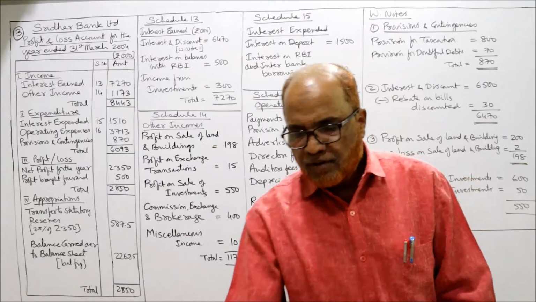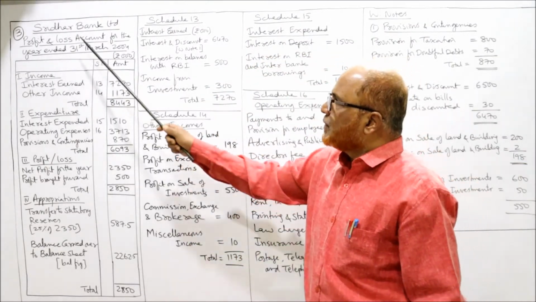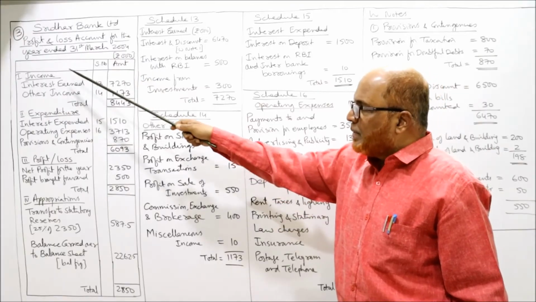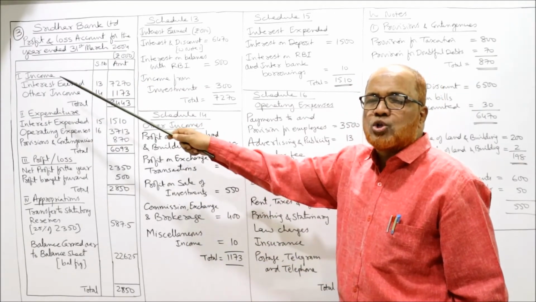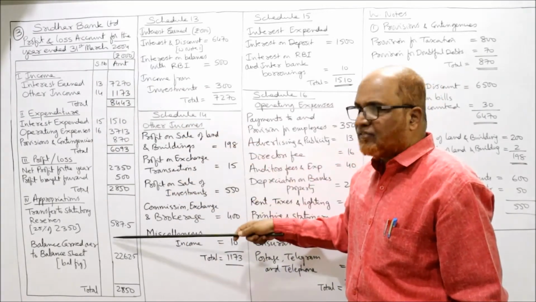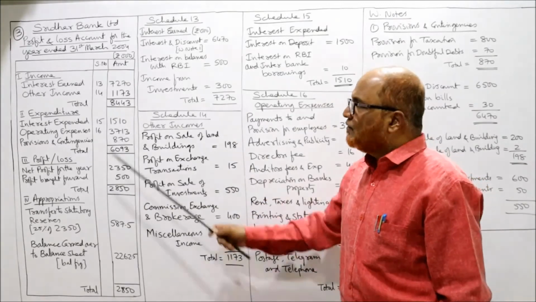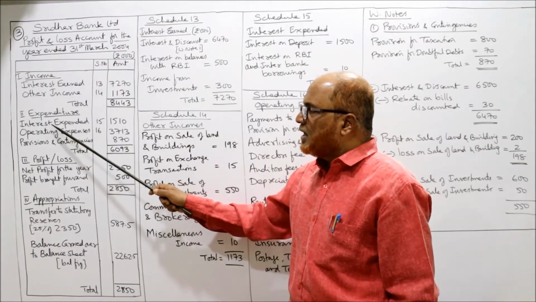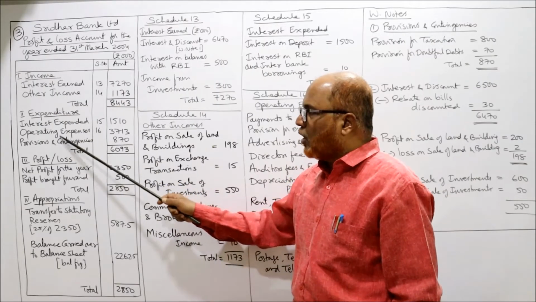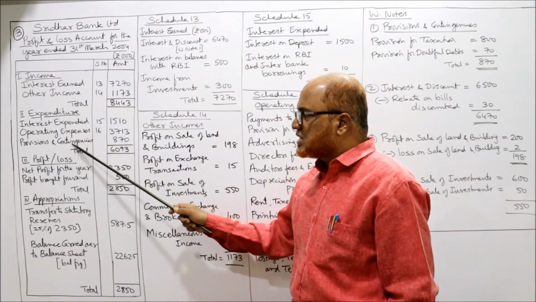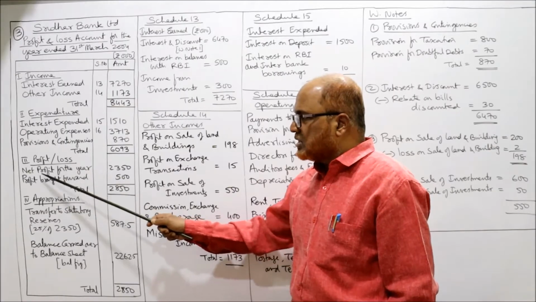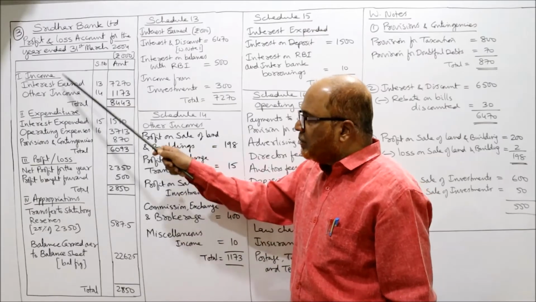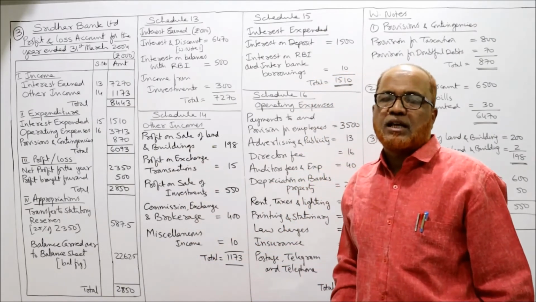Before that, first we will make a format. Sridhar Bank Limited profit and loss account for the year ended 31st March. You should make a blank profit and loss account; we should take the amounts after preparing the schedules. First, income: interest earned 13, other income 14. Expenditure: interest expended 15, operating expenses 16, provisions and contingencies, total. Profit or loss: net profit for the year, profit brought forward, appropriations. After making this format, we'll start taking the items.